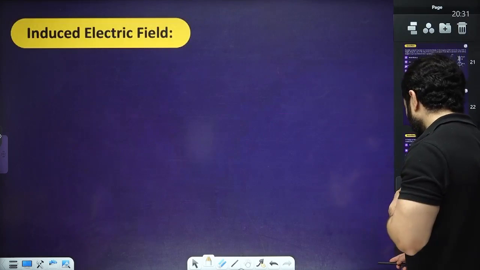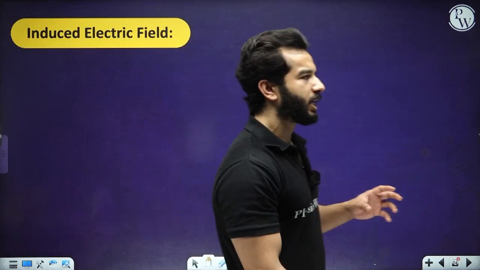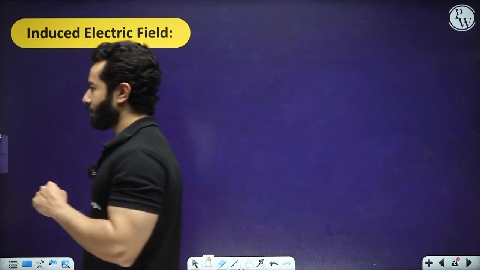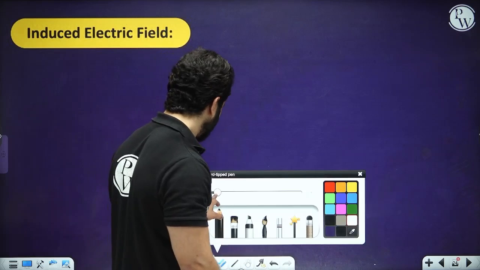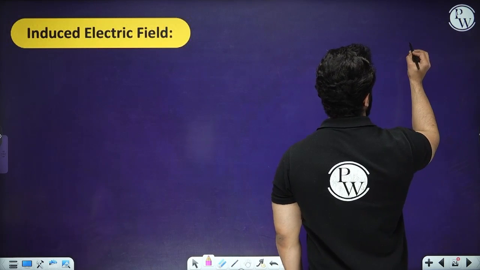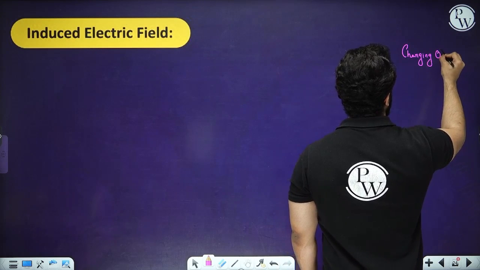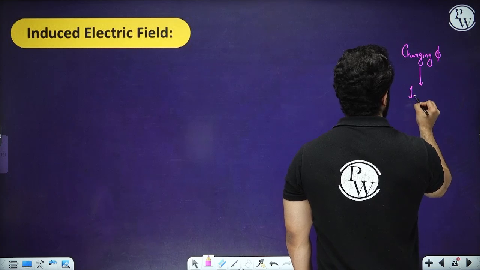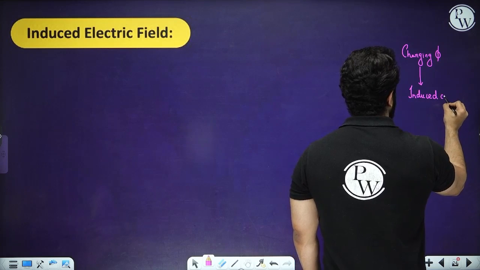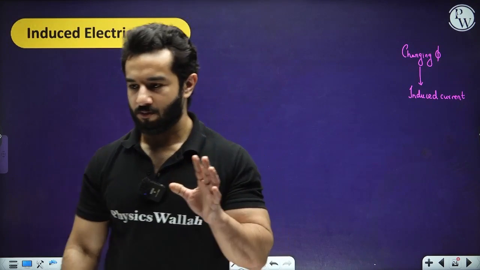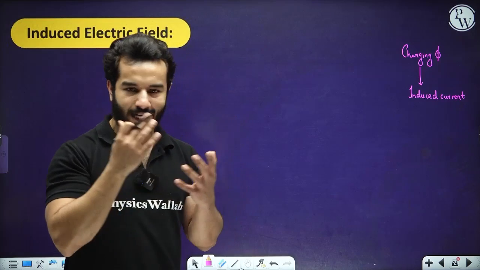Now let's talk about induced electric field. Although I don't think that generally NTA asks from induced electric field, but still it is one of the topics. Let's quickly complete it. Although it's quite a good topic. What do we really mean by induced electric field? Till now we were discussing that, sir, if there is changing magnetic field or changing flux, there will be an induced current, right? And we got to know about the motional EMF. We really understood how motional EMF worked, because we understood the mechanism of motional EMF.